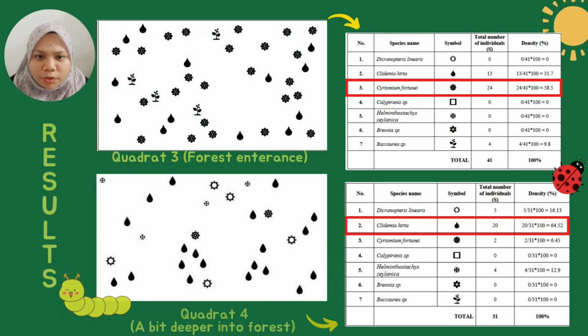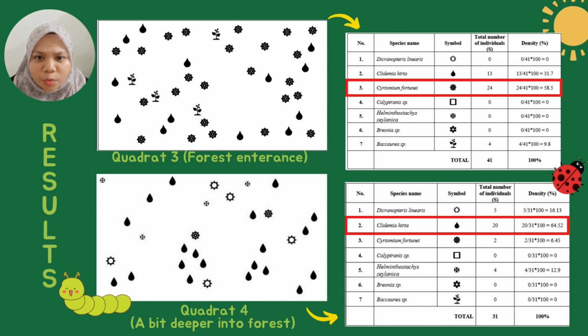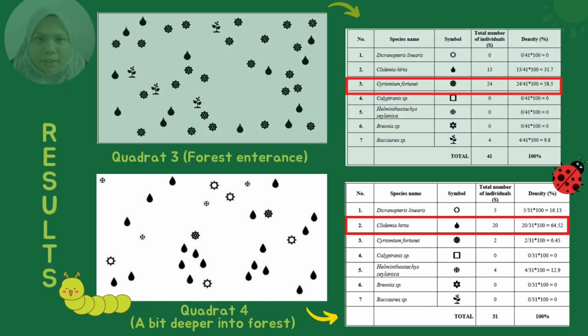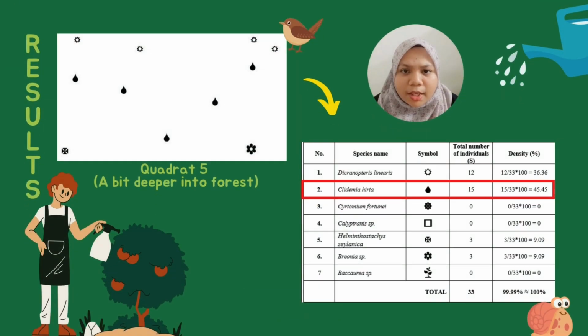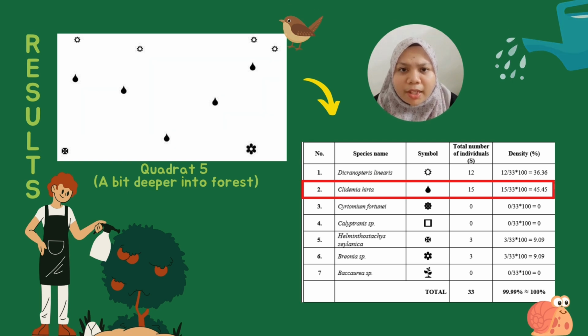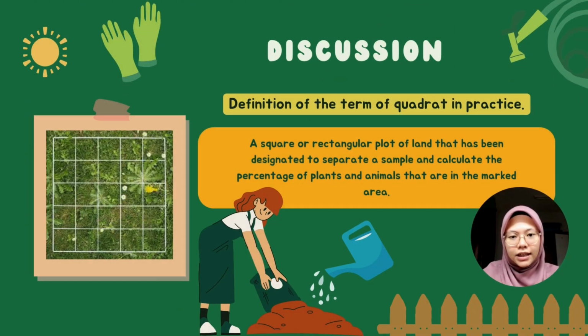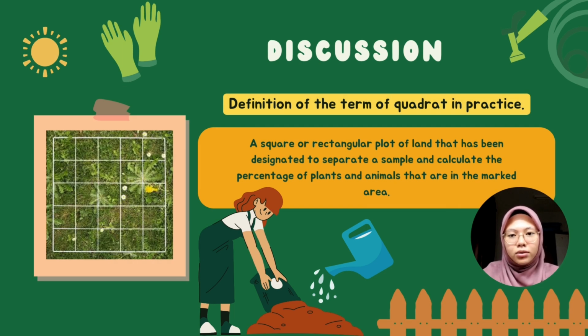The third quadrat is also located at the entrance. The most dense species in this quadrat is Kirtonia fortuni with 58.5%. The fourth quadrat is located a bit deeper into the forest. Clidemia hirta is also the most dense species in this quadrat with 64.52%. The last quadrat, which is located a bit deeper into the forest, also has Clidemia hirta as the most dense species with 45.45%.